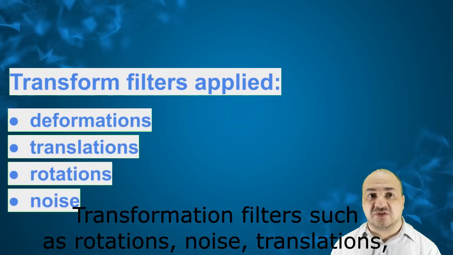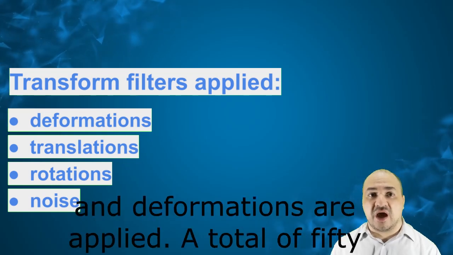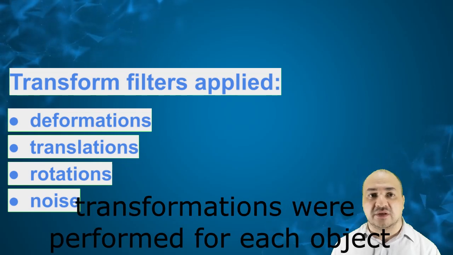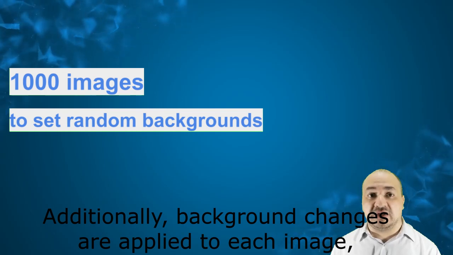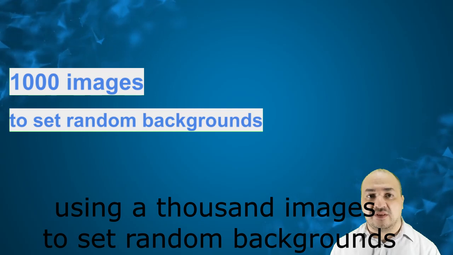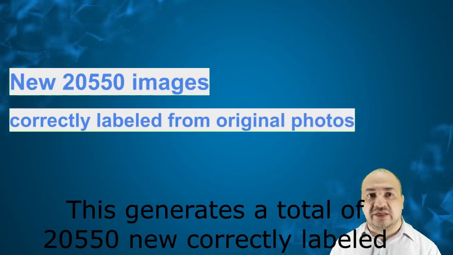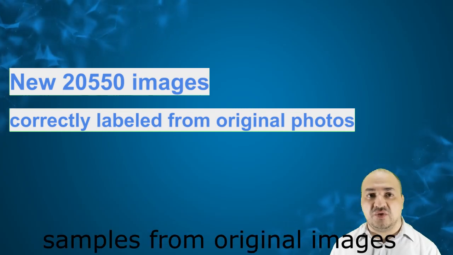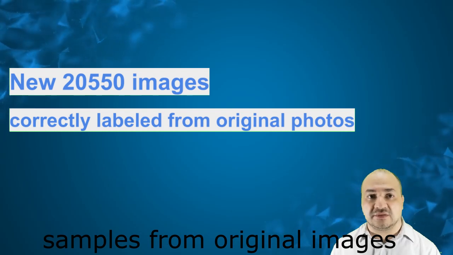Transformation filters such as rotation, noise, translation, and deformation are applied. A total of 50 transformations were performed on each object. Additionally, background changes are applied to each image, using 1,000 images to set random backgrounds. This generates a total of 20,550 new correctly labeled samples from the original images.